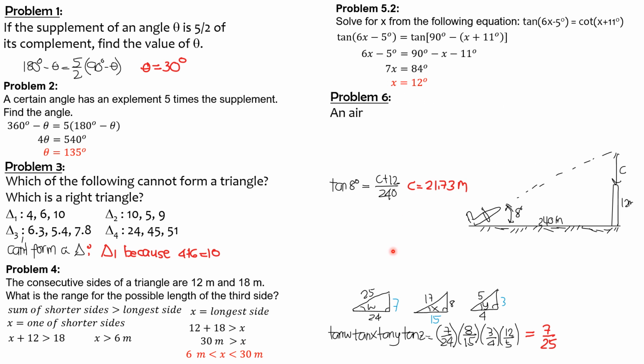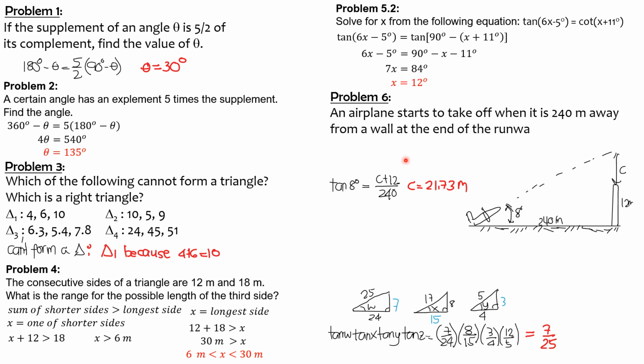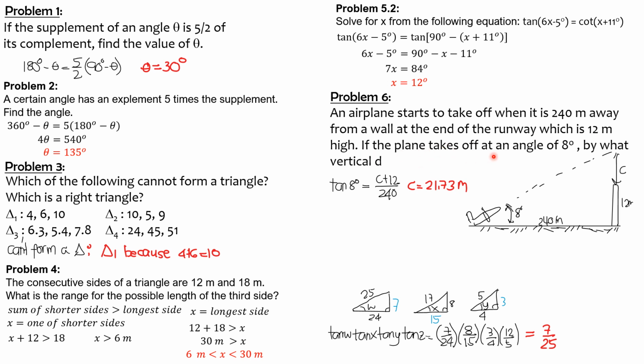Problem 6. An airplane starts to take off when it is 240 meters away from a wall at the end of the runway, which is 12 meters high. If the plane takes off at an angle of 8 degrees, by what vertical distance will it clear the wall?